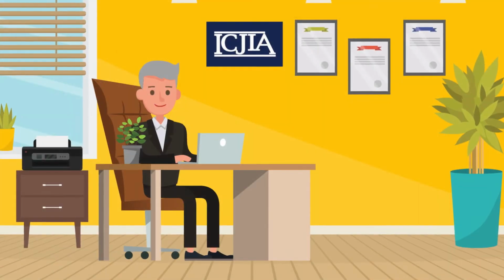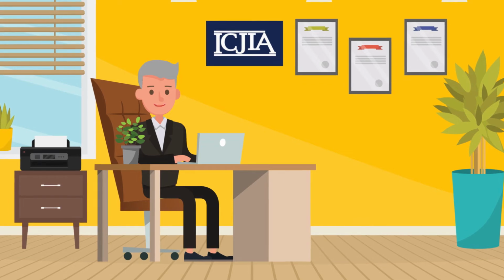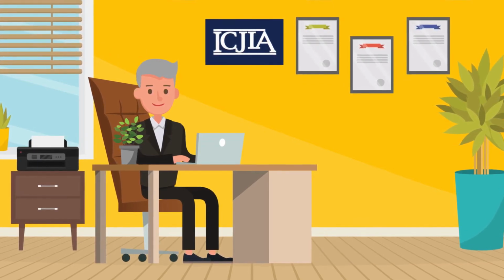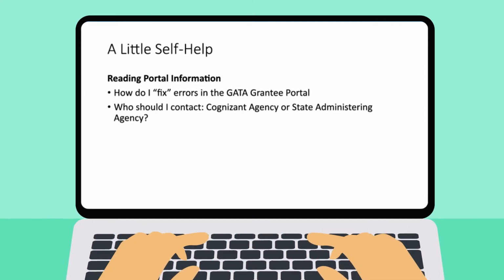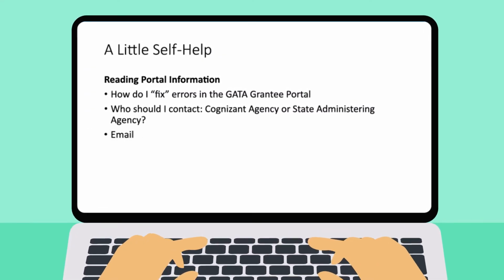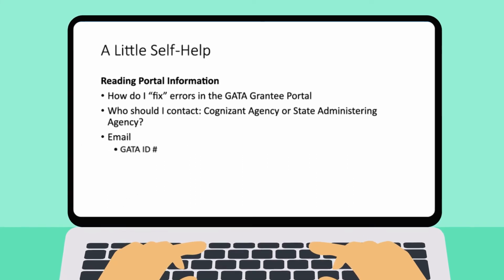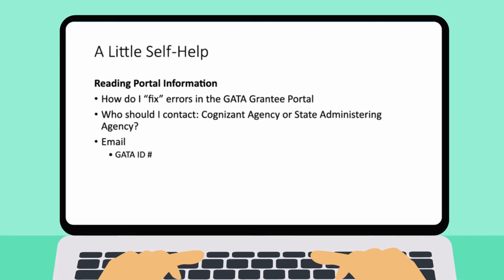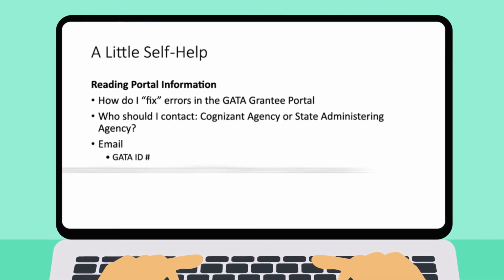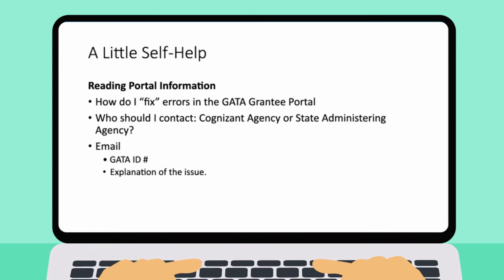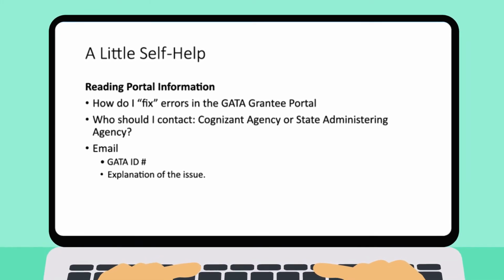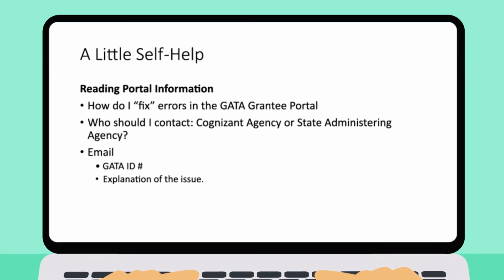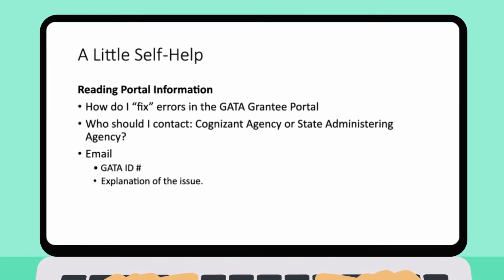If there is a question pertaining to your audit review or internal control questionnaire, it is best to contact the cognizant agency. Always remember that when you are sending an email, it is best to include your GATA ID number. There are times when agencies may have the same or similar names. By using your GATA ID number in the email where you identify an issue, it will be easier to identify the correct agency. If possible, include a screen clip of the issue in the GATA Grantee portal.